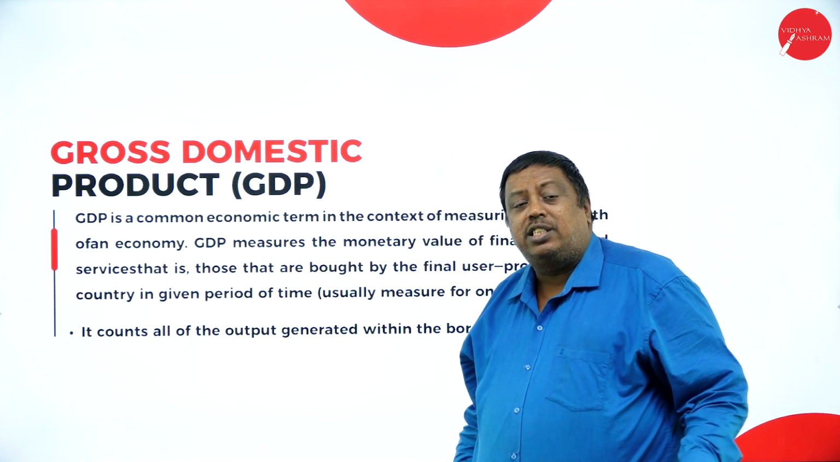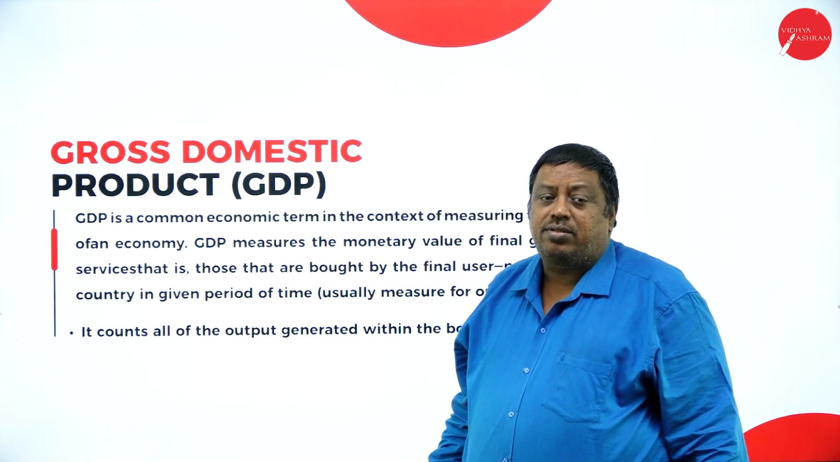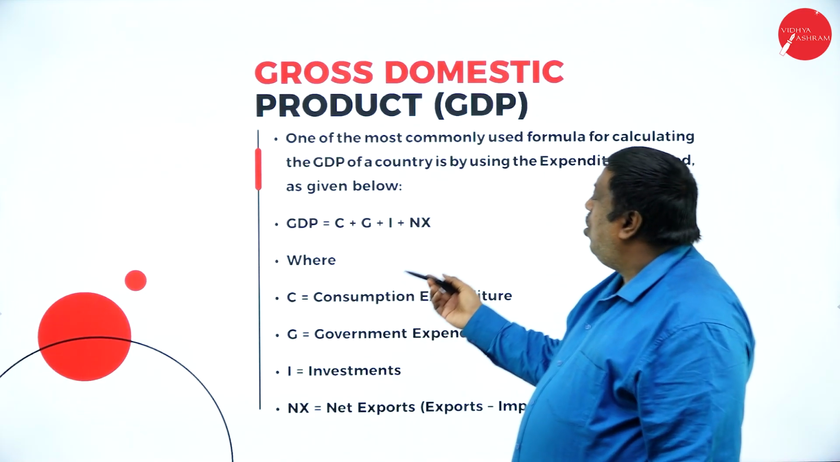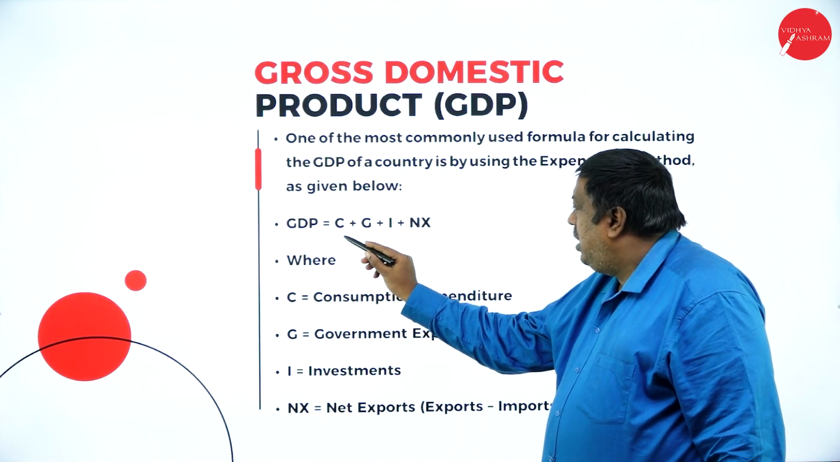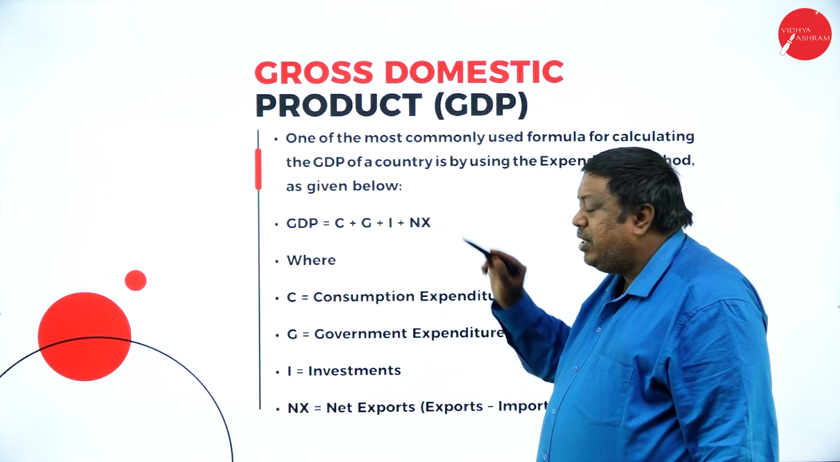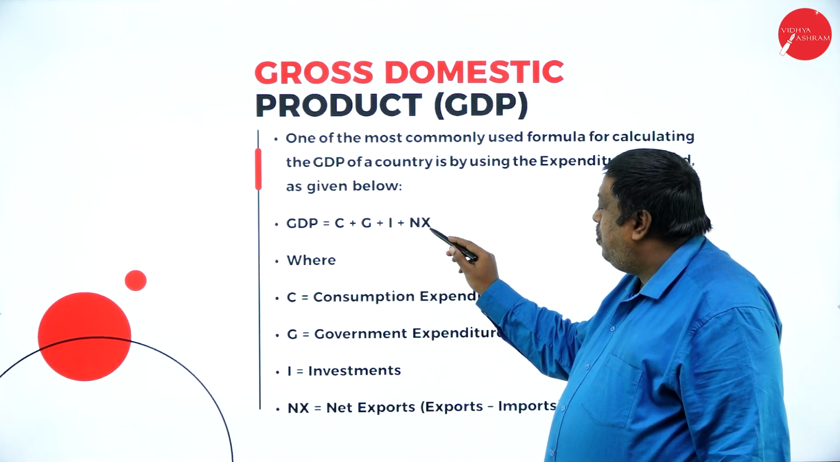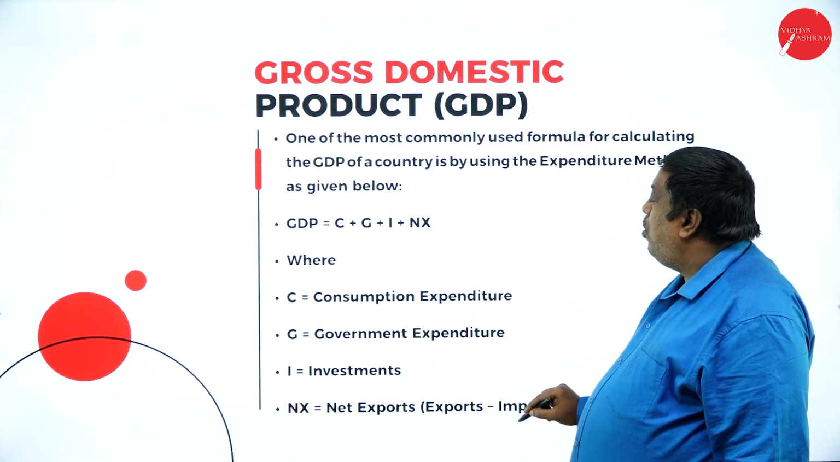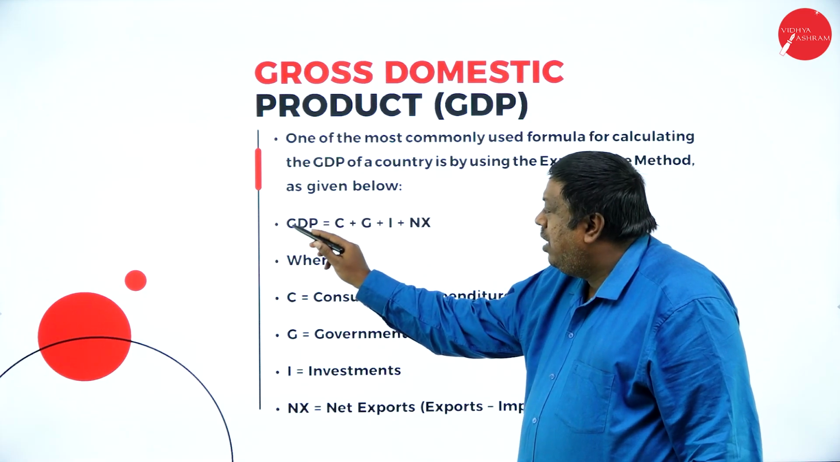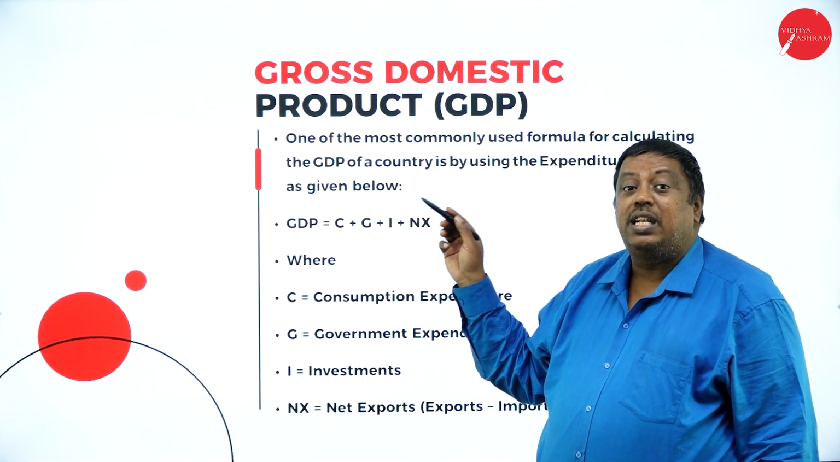GDP is a concept every country requires. GDP is calculated based on consumption expenditure, government expenditure, whatever investments have been made, and the difference between export and import. The total net amount is taken into consideration. This is the formula to identify the GDP of a nation.